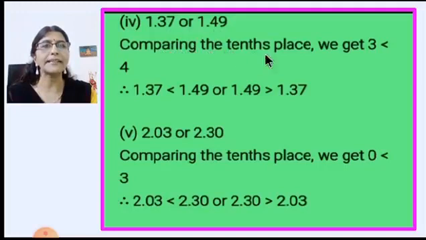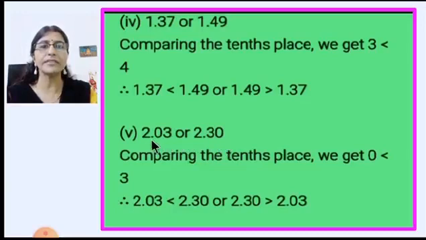So comparing the 10th place, we get here 3 and here we get 4. So 3 is less than 4. So from this we can understand that 1.37 is less than 1.49. Or you can write it another way, 1.49 is greater than 1.37. Now let us see the next question. Fifth one, 2.03 or 2.30.